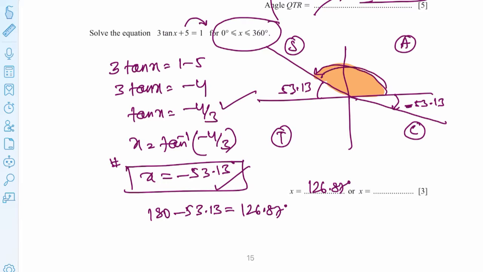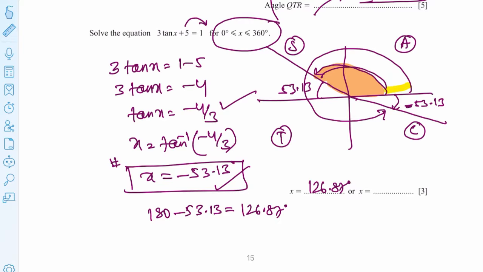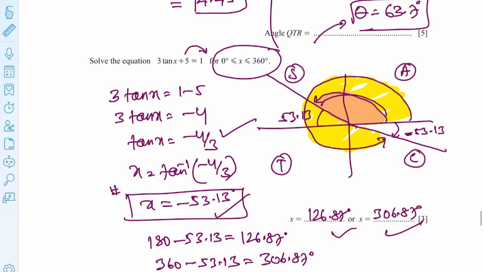And tan is negative in the fourth quadrant, meaning this angle. If I try to show it in a different color, the total angle up to this one is 360 minus 53.13. So the answer I'm getting is 306.87 degrees. So these two answers will be the solutions for this question. Okay, got it everyone clearly?